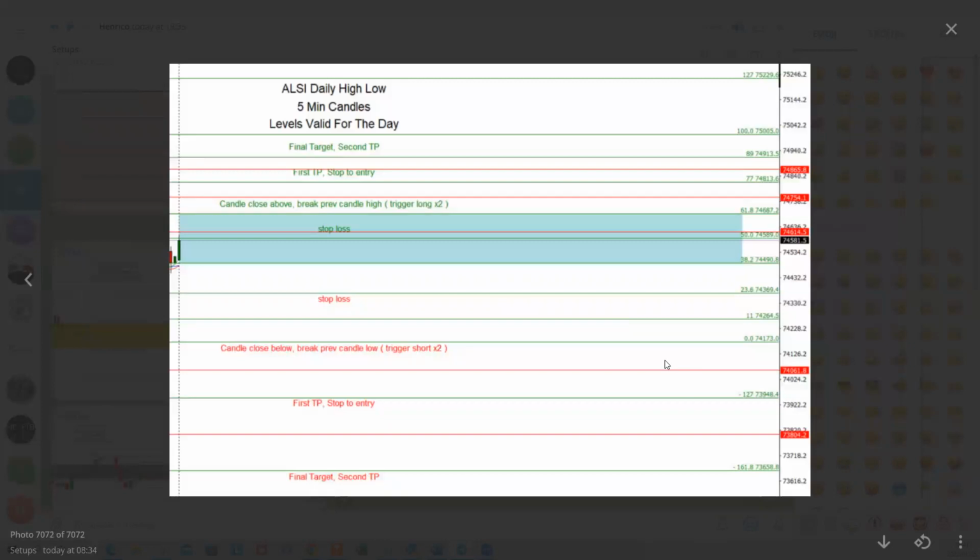On the Aussie daily high-low, currently between levels of 38.2 and 50. If you look at moving averages, 8 is above 21. That's indicating trend is up. So for now, we're looking for a candle close above the 61.8, break previous candle high to aim for the 77 first TP, 89 second TP, and stop loss being at the 50. Remember, guys, same rules apply with the red lines.